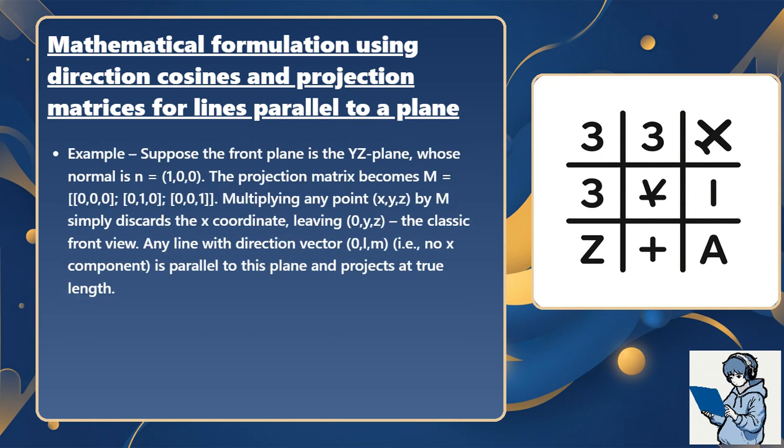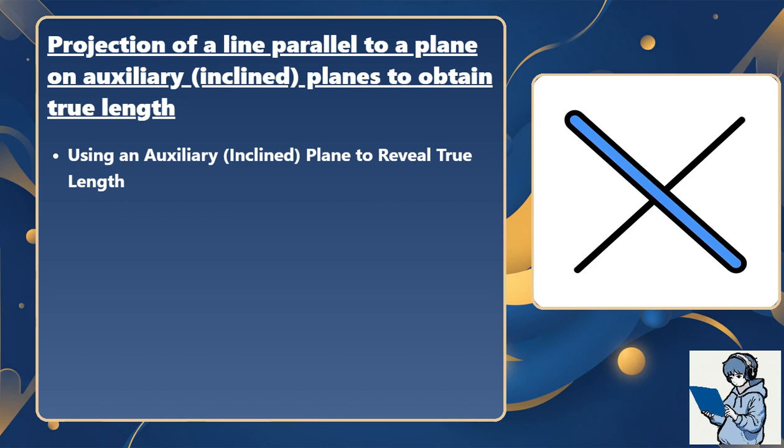Example, suppose the front plane is the YZ plane, whose normal is N equals (1, 0, 0). The projection matrix becomes M equals a matrix with first row 0, 0, 0, second row 0, 1, 0, third row 0, 0, 1. Multiplying any point with coordinates x, y, z by M simply discards the x coordinate, leaving 0, y, z, the classic front view. Any line with direction vector (0, L, M), that is, no x component, is parallel to this plane and projects at true length.